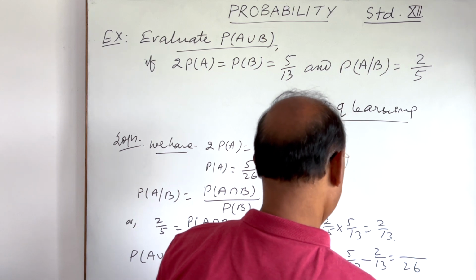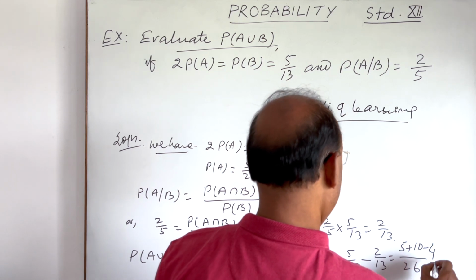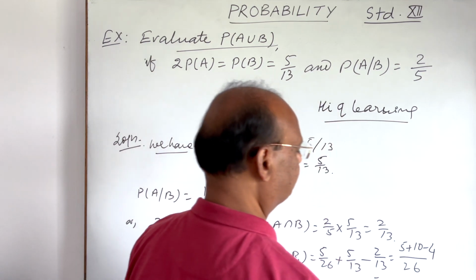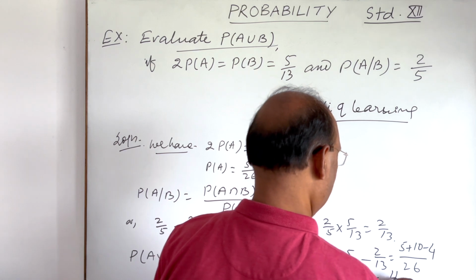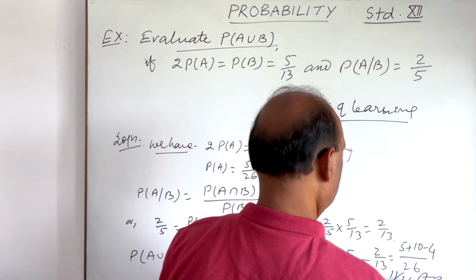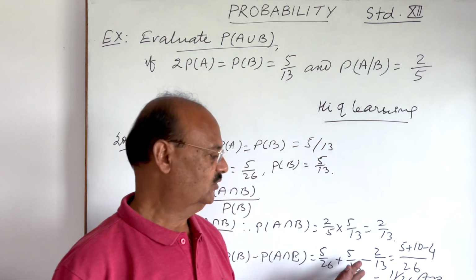LCM is 26. So 5 plus 10 minus 4, and this is equal to 11 by 26. This is the answer. Very simple, very interesting. Hope you have got the solution here.